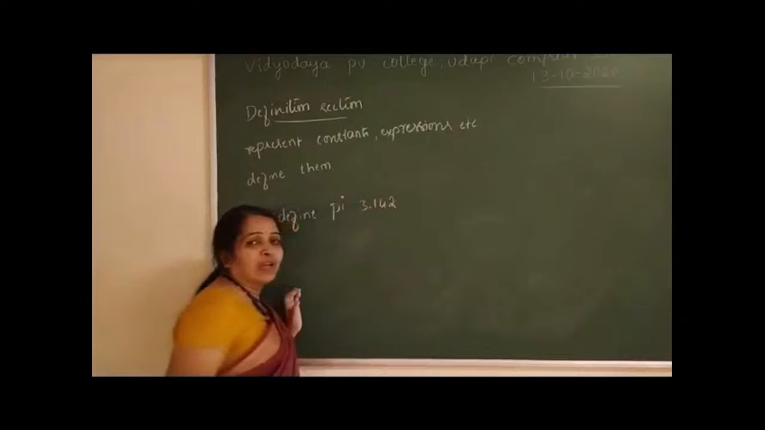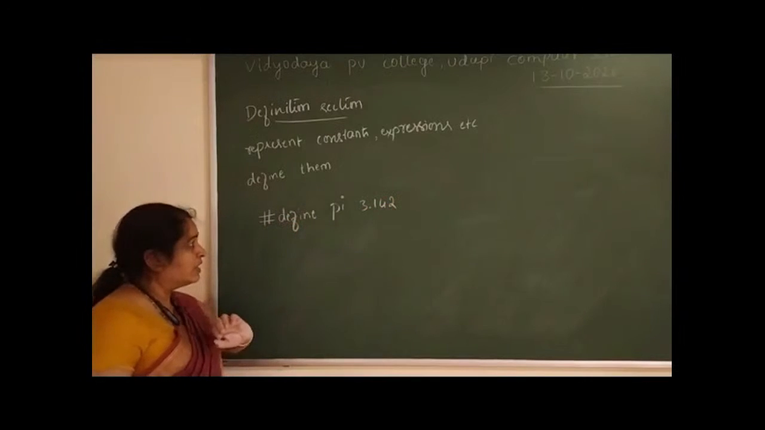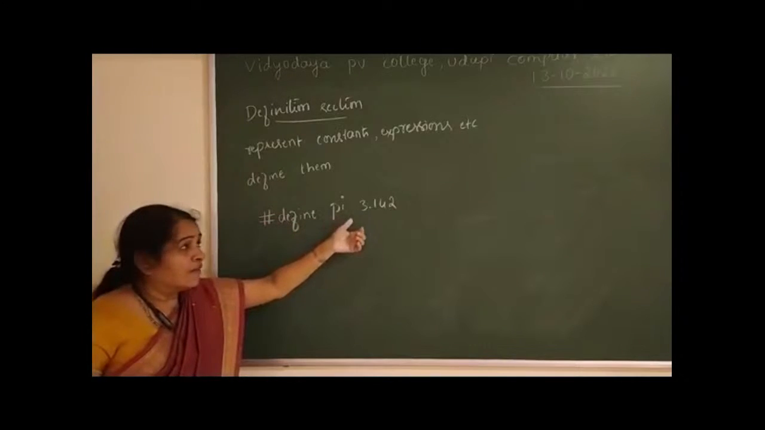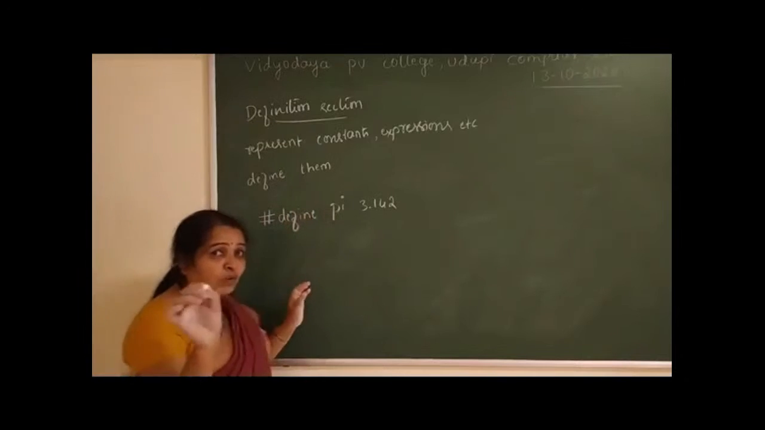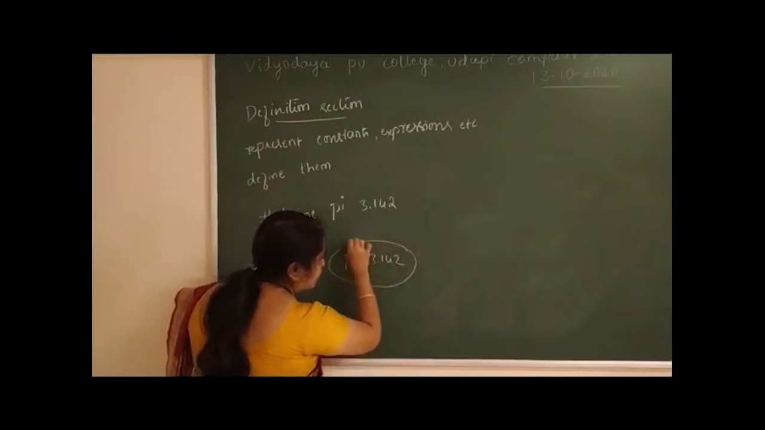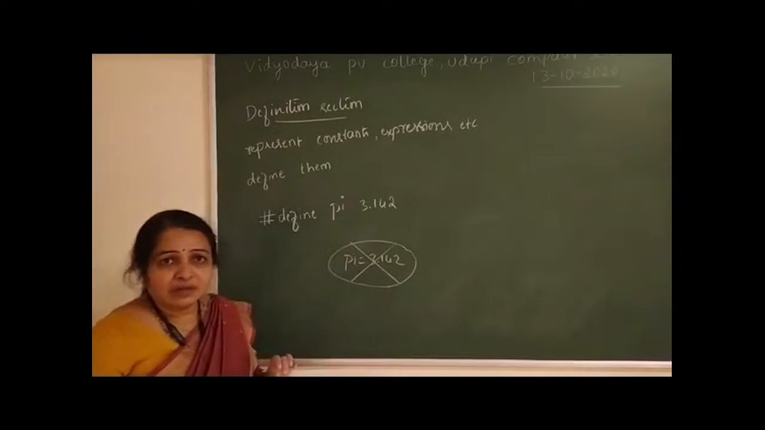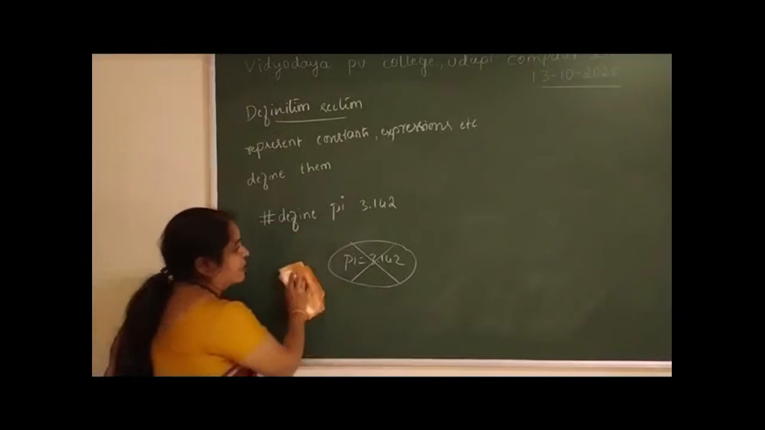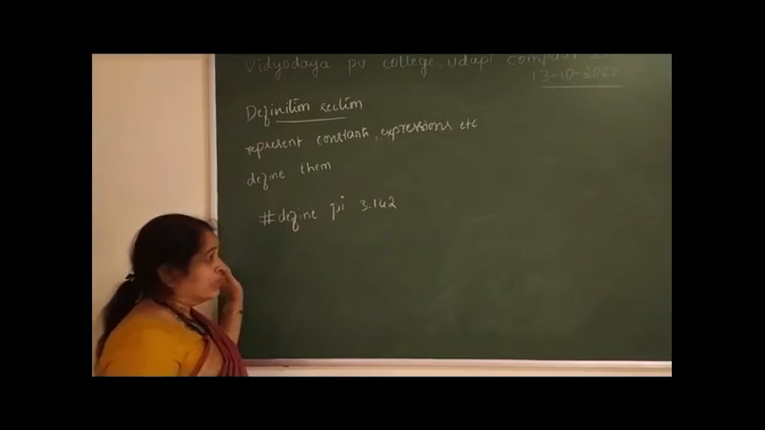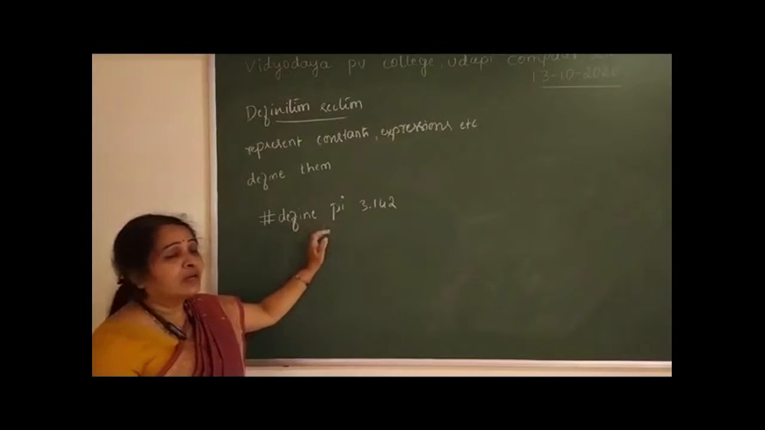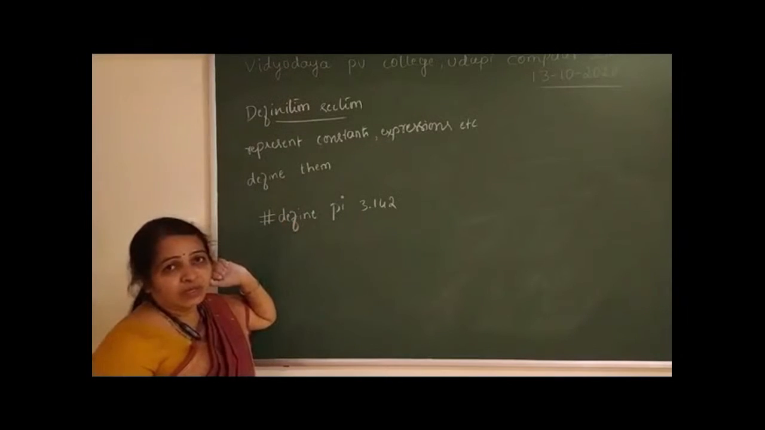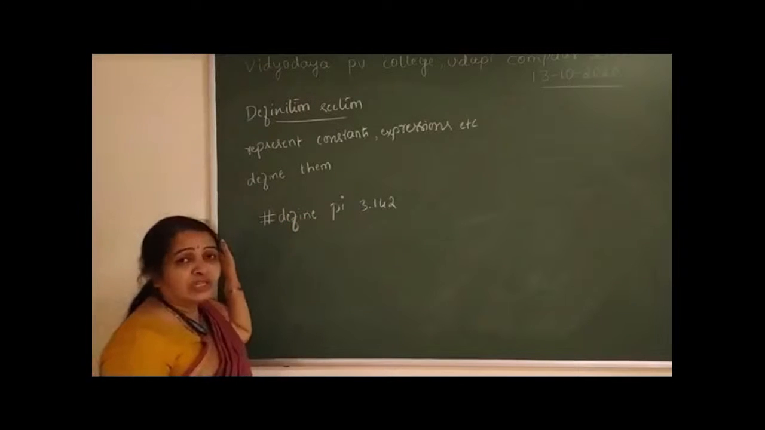The value you have to write. Be very cautious while writing. Hash define, no space in between. After that leave one space, write pi, and after pi leave one space. You should not write equal to. Not like this, this is wrong. Clear? You have to write hash, define, one space, pi, one space, 3.142. Then the value of pi you can directly use as pi. This is an optional one. This is called the definition section.